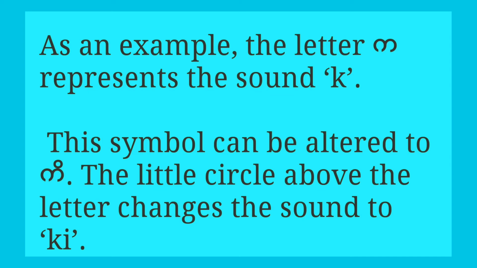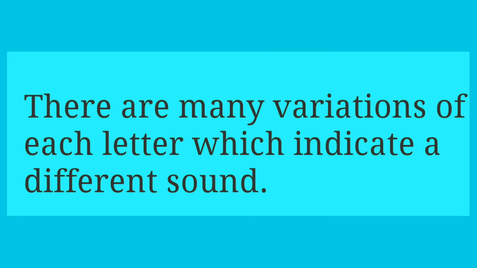As an example, the letter Ka represents the sound K. This symbol can be altered to Ki. The circle above the letter changes the sound to Ki. There are many variations of each letter which indicate a different sound.